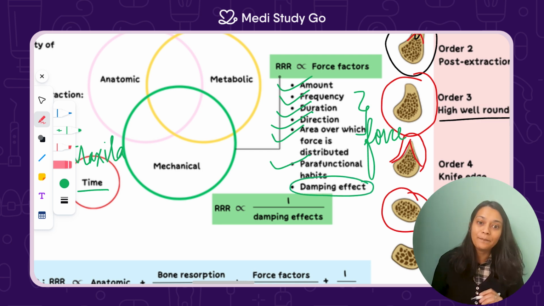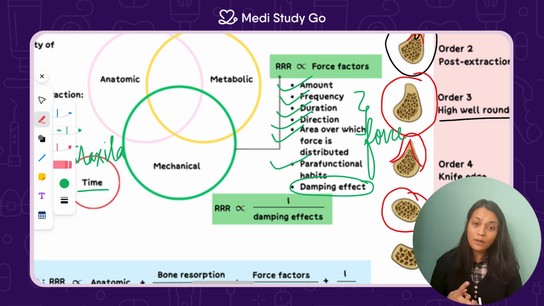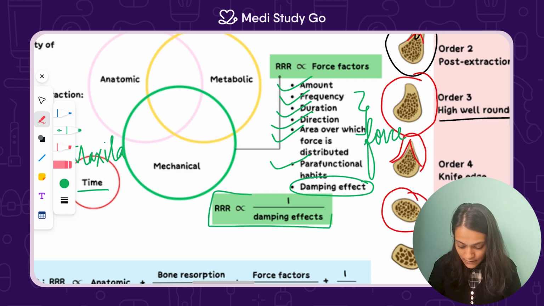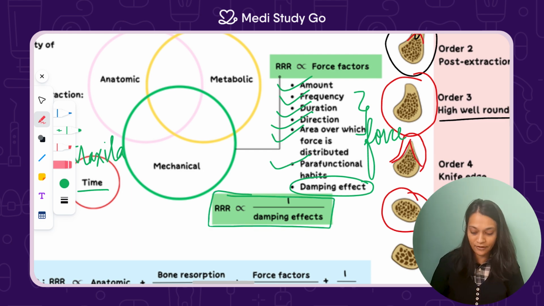Now damping effect. These are influenced by healthy mucosa, presence of saliva, presence of periodontal ligament, presence of teeth. If damping factors are present, it means that the residual ridge resorption is going to be reduced. Why? Because either they would absorb all the stresses or they are going to distribute it evenly to the entire basal seat. Hence, it is inversely related to the damping effect.